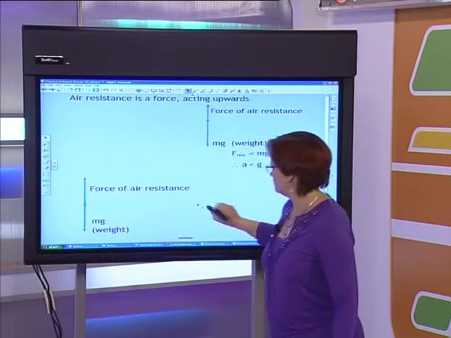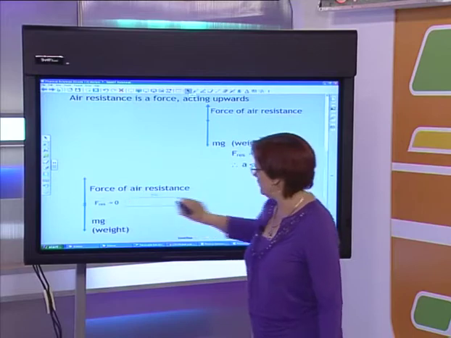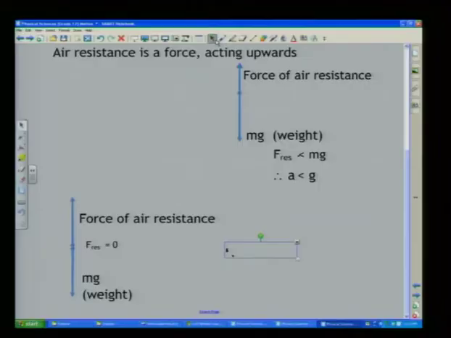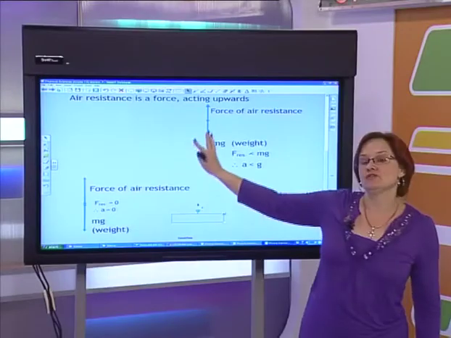Your resultant force is now 0. That means, if you remember from Newton's second law, that your acceleration is 0. Force up equals force down. Very special circumstance, and they will tell you about it.